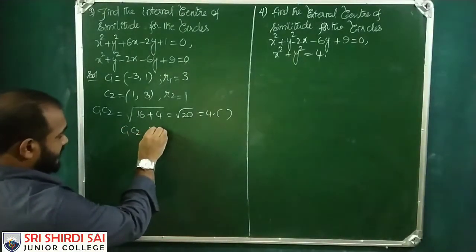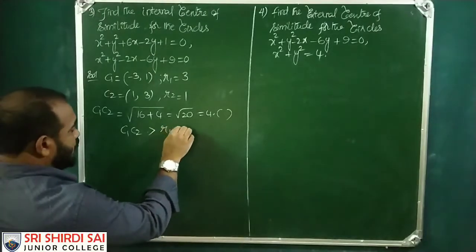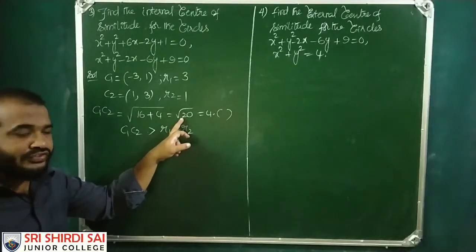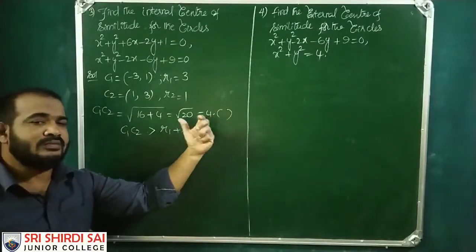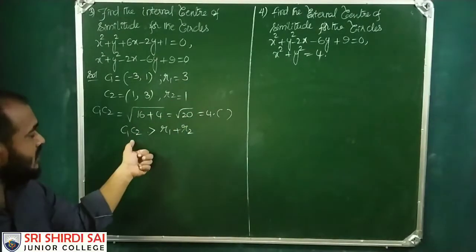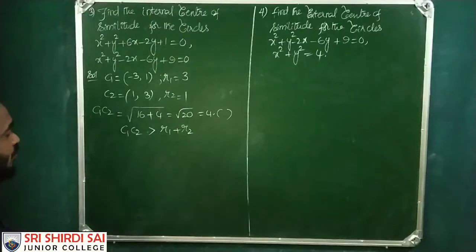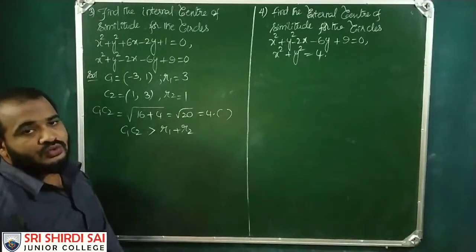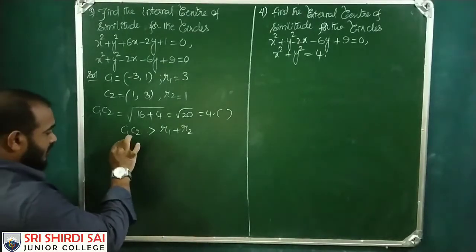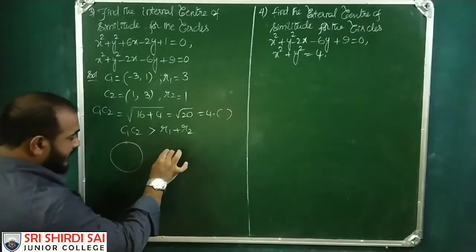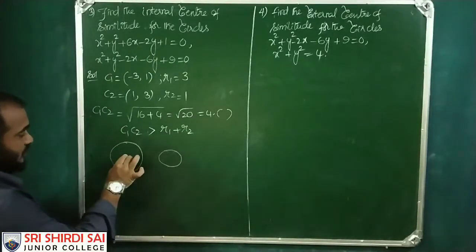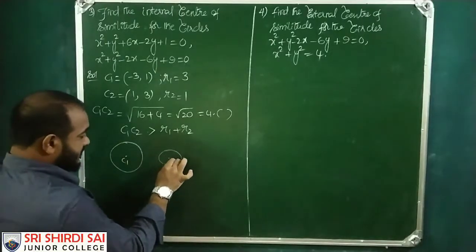And so here C1C2 is greater than R1 plus R2, because root 20 means more than root 16. So 4 point something is definitely more than 4, 3 plus 1. So C1C2 is greater than R1 plus R2. If C1C2 is greater than R1 plus R2, what is the relative position of the two circles? One circle lies completely outside the other circle. They neither touch nor intersect. So this is C1 and this is C2.